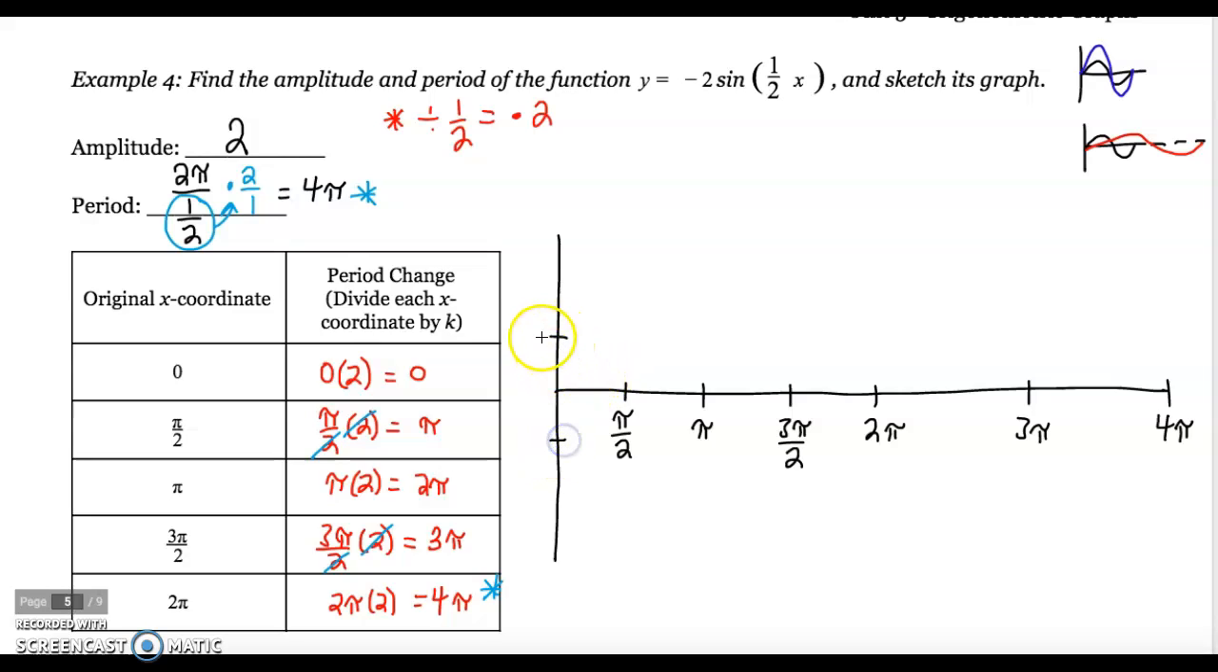Okay, so now we're going to draw our original function. There's 1, here's -1. So I'm going to start with my original sine graph, which starts at the origin, goes up, comes down, goes down, comes up, so it makes a wave. And this is the original.